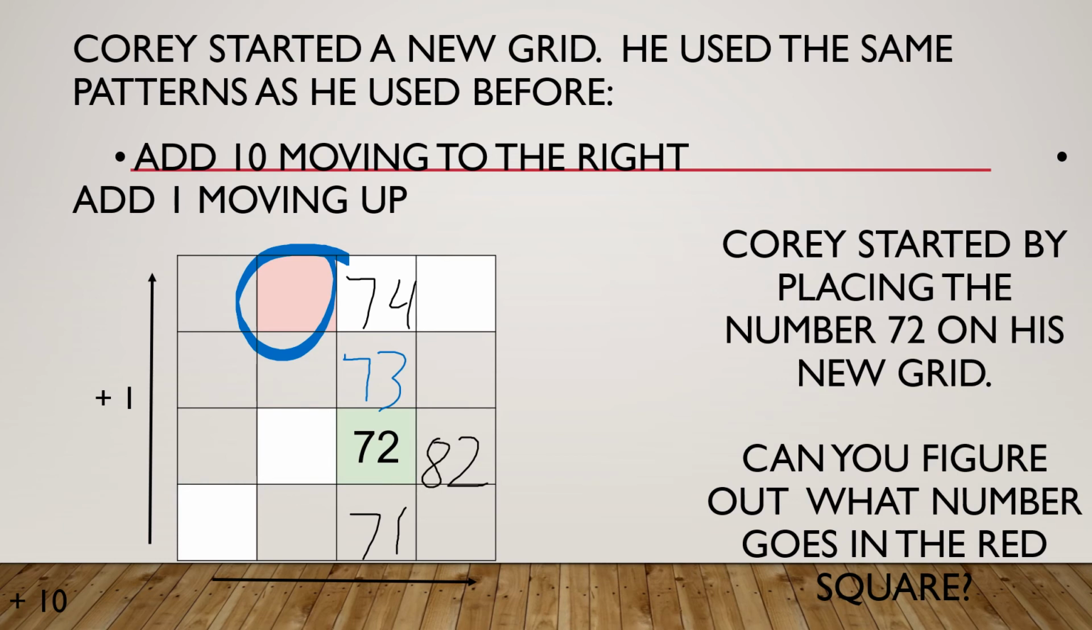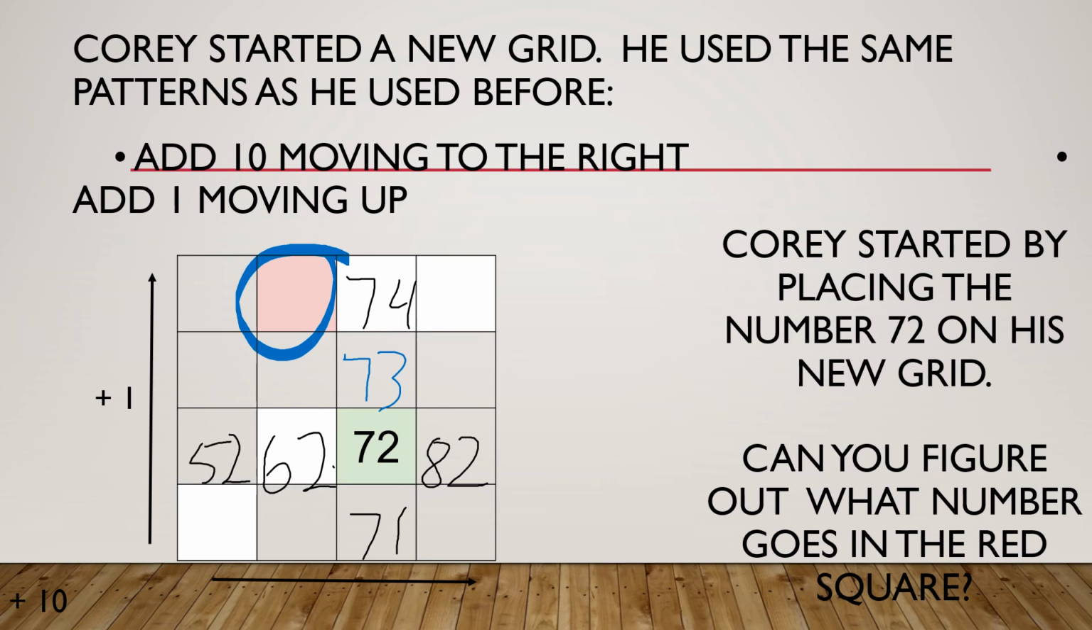We can't go any more to the right. So let's go to the left. If we're adding 10 to the right, we're subtracting 10 going to the left. So 72. The 2 stays the same because we're subtracting 10. 7 minus 1 because we're subtracting is 6. 62. If we keep going, the 2 stays the same. 6 minus 1, that's 52.